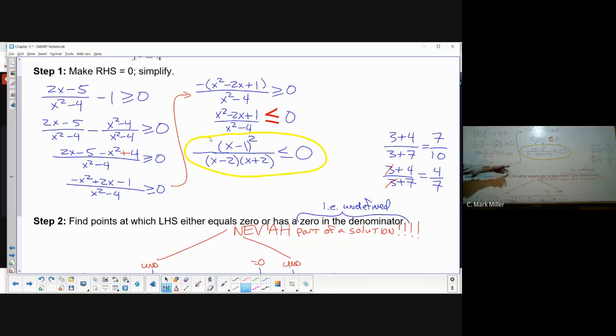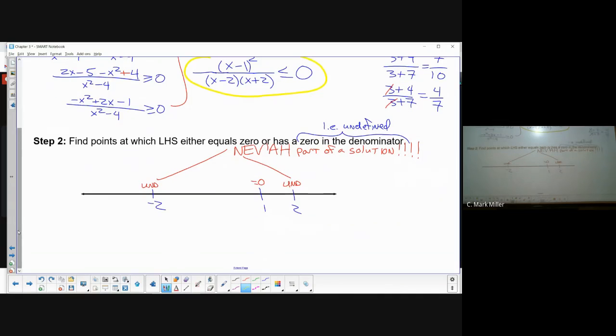So you need to find places where the numerator or denominator equals 0. Those are the places that can change sign. It may not change sign at all those places, but it might. Those are the only places that it can. And so here in part 2, you put on your number line points at which it could change signs. That's the points where it equals 0, or the point in which it has a 0 in the denominator.